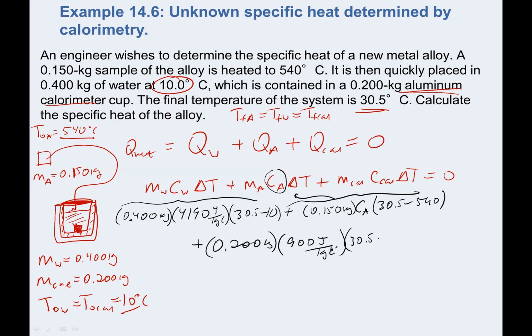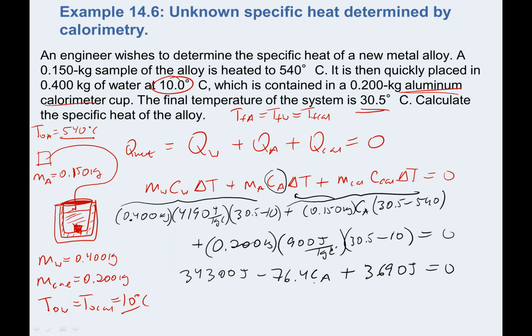So we got 30.5 starting with the 10 degrees, and all that together gives us 0. All right, so if I calculate Q water, I would get then, let's say, 34,300 joules. If I calculate the Q alloy, what I get here is negative 76.4 times Ca. Remember, Ca is unknown. Well, then if I calculate Q calorimeter, what I will get here is 3690 joules. And those three together added will give us 0.